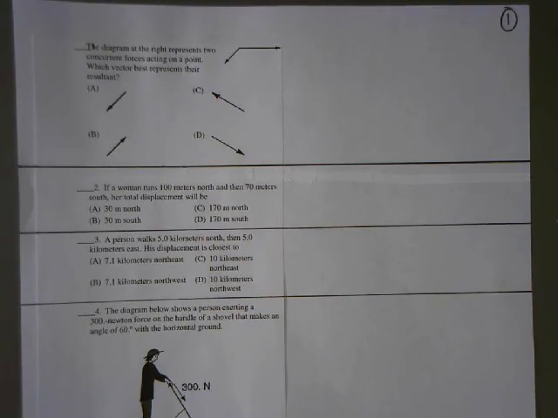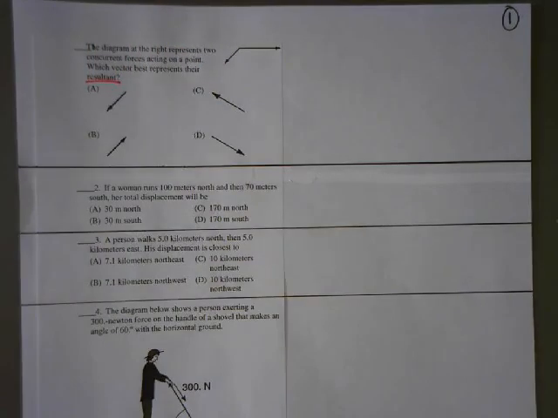Okay, we're going to look at Chapter 3, Review for Test. Number 1 says, the diagram at the right represents two concurrent vectors. The word concurrent means acting at the same point at the same time. Which vector represents their resultant? So the resultant, this is what we did in practice A.